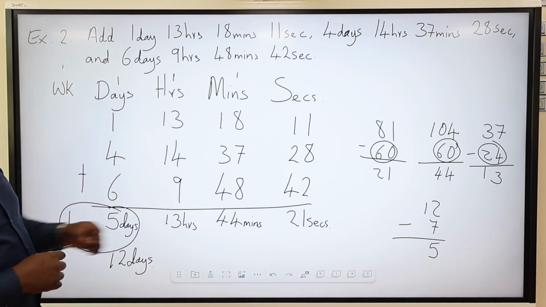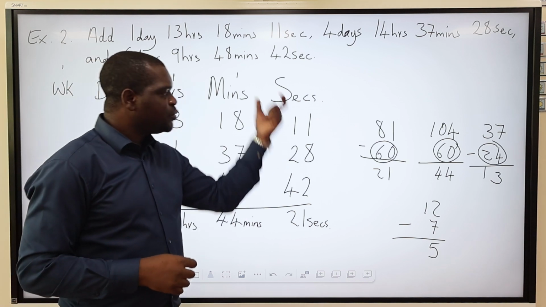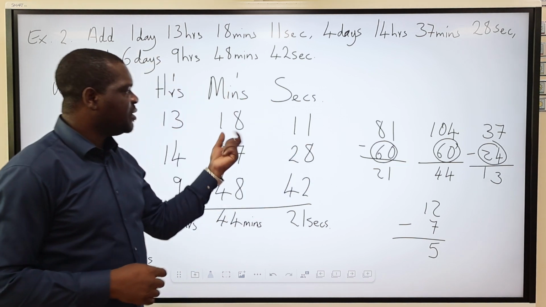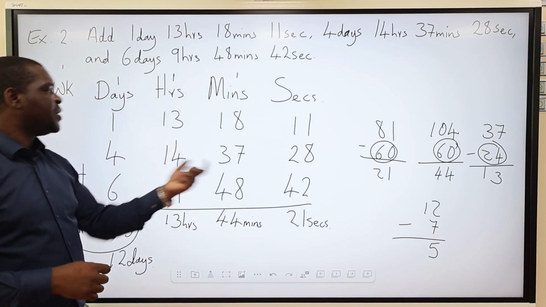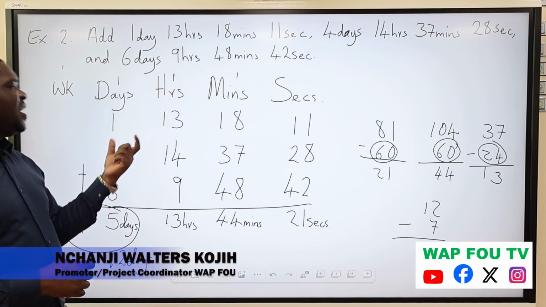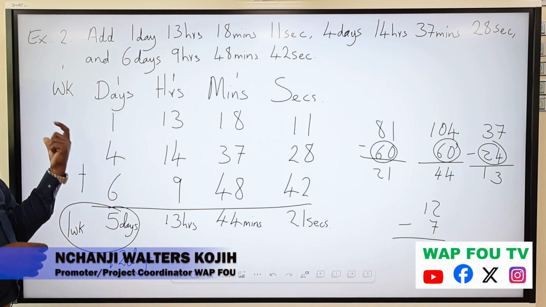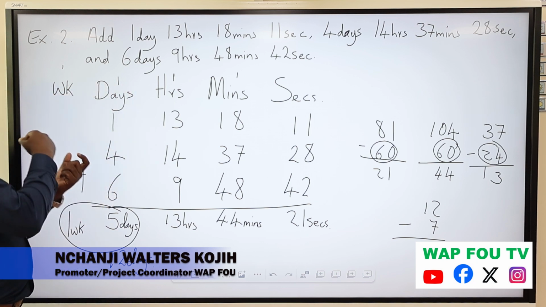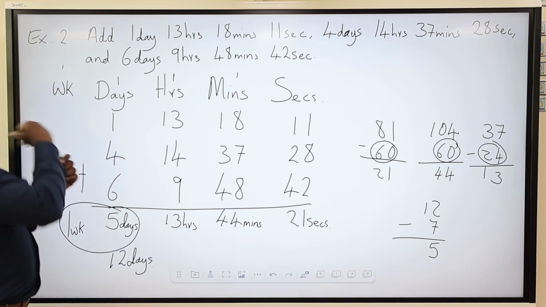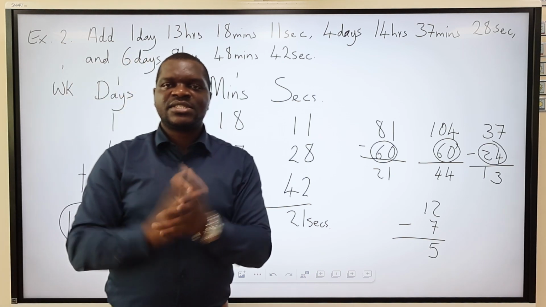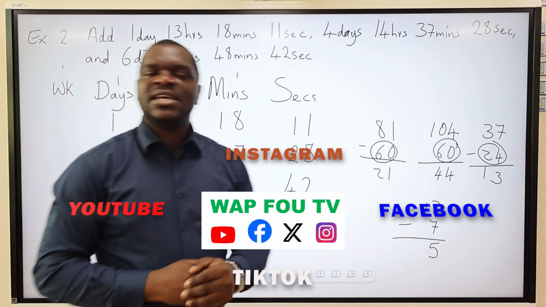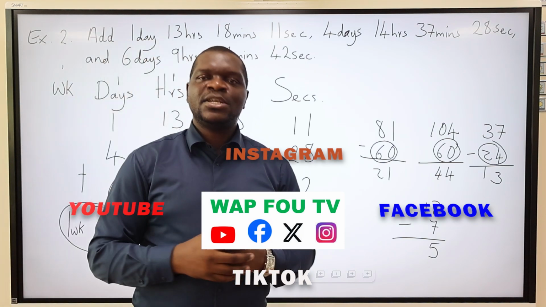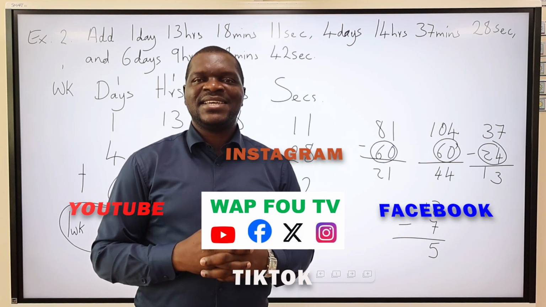All you have to do is know when it is up to 60 seconds, you add 1 minute. When it's up to 60 minutes, you add 1 hour. When you have up to 24 hours, you give it 1 day. And when you have up to 7 days, you give it a week. And it continues in that order. If you have up to 4 weeks, you give it a month. So this is what we had for you as far as addition of time is concerned. In our next lesson, we'll be looking at subtracting time.